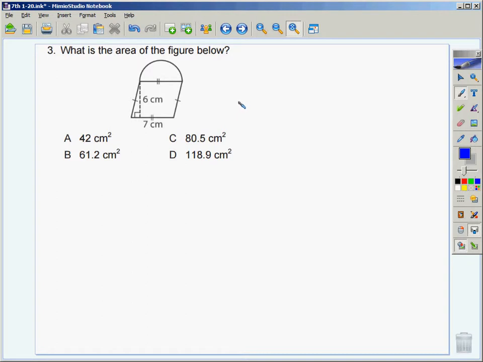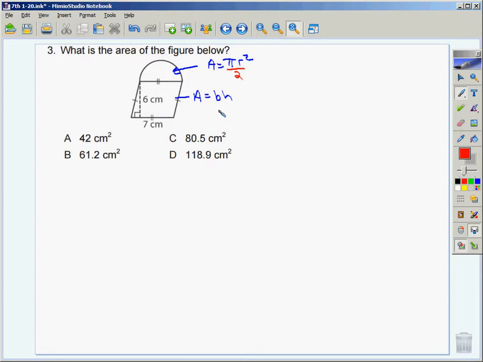Question number 3. This is a compound shape. On the bottom, I have a parallelogram. What's the formula for the area of a parallelogram? A equals BH. On the top is a semicircle. The formula for a circle says A equals pi r squared. But if it's a semicircle, I have to divide that by 2 because it's only half of it.